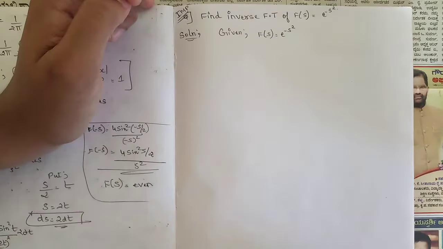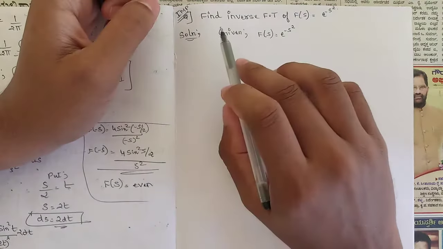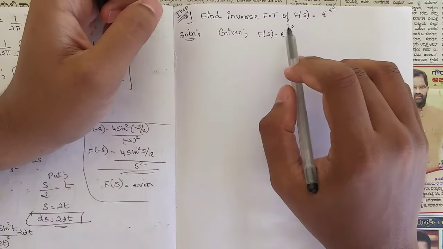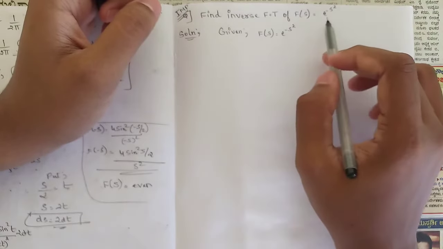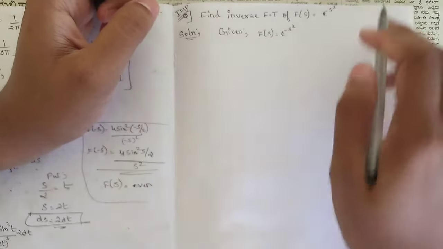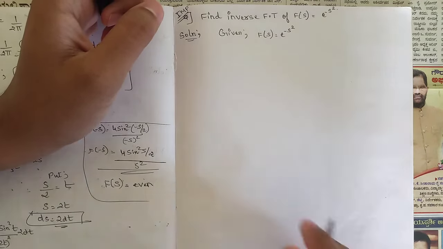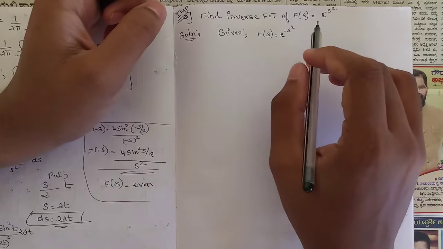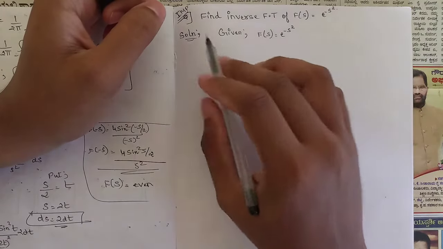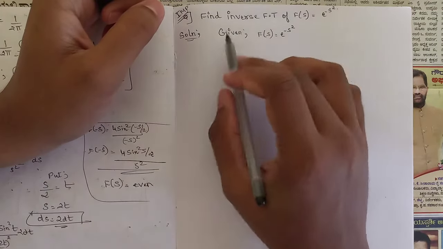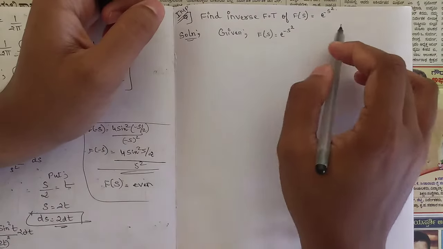The question goes like this: find the inverse Fourier transform of F(s) = e^(-s²). Here, instead of f(x), they have directly given the value of F(s), that is e^(-s²). They have not given any value for f(x). If they had given f(x), we would need to find F(s) first and then the inverse. In this case, we are going to find the inverse directly since the F(s) value is given.